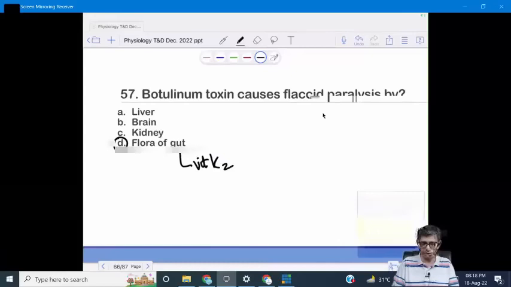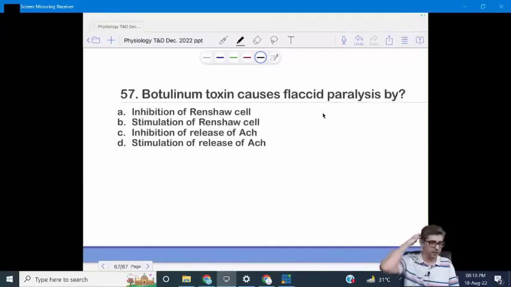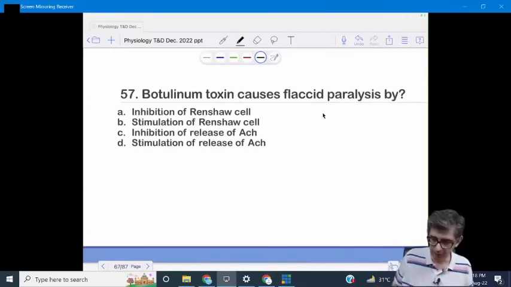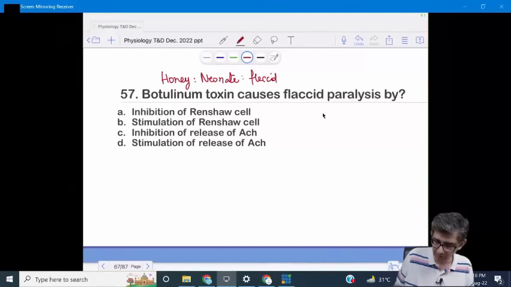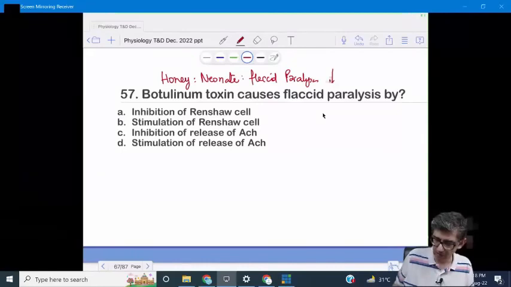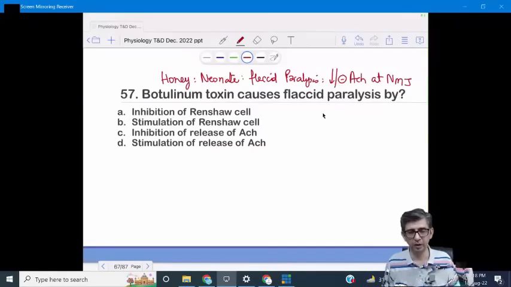Coming to 57, botulinum toxin causes flaccid paralysis. The history would be that poor quality honey was given to a newborn baby, and the newborn baby is then having flaccid paralysis. This is because of inhibition of the release of acetylcholine at the neuromuscular junction. So it is a pre-junctional defect, botulism. The correct answer for this would be option number C, inhibition of release of acetylcholine.